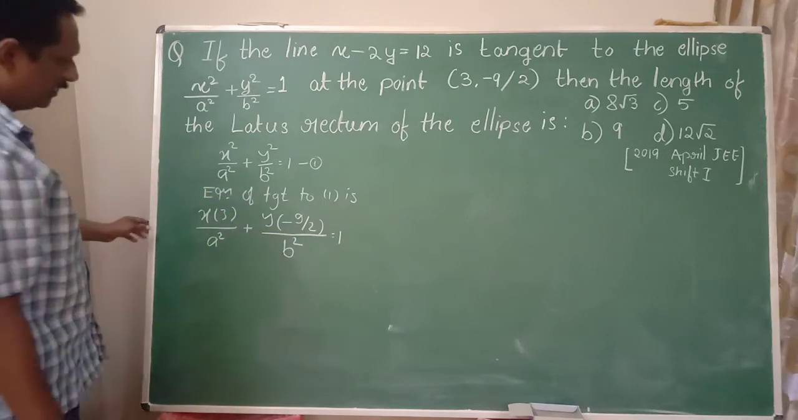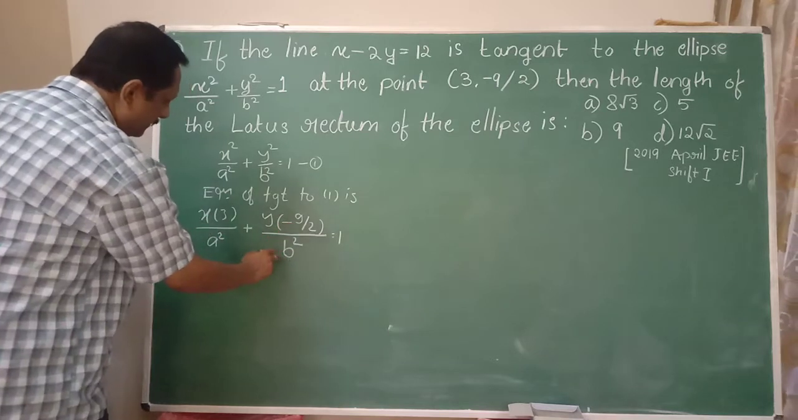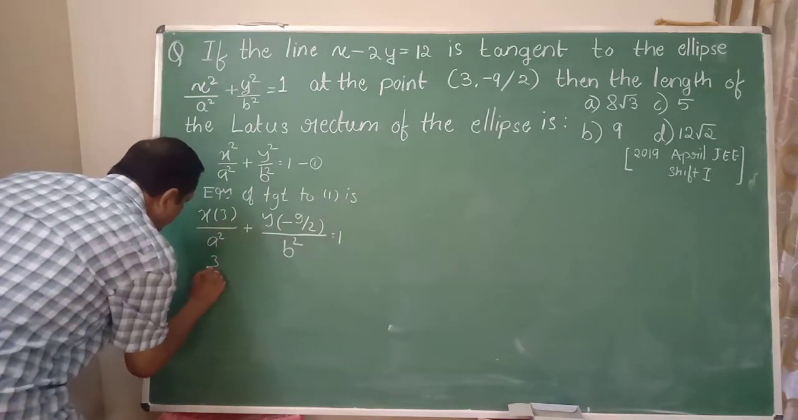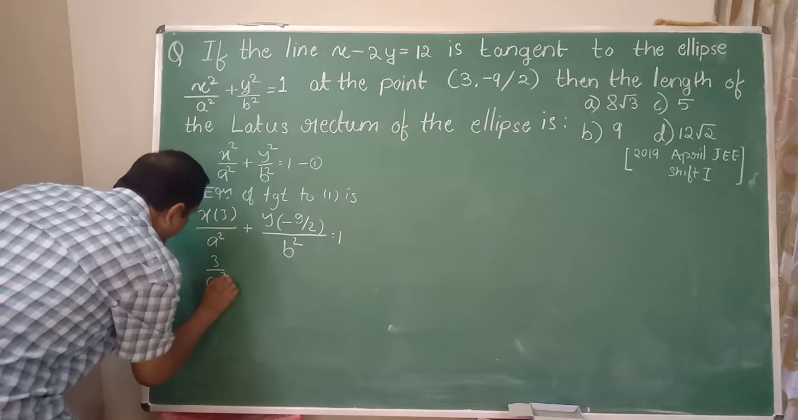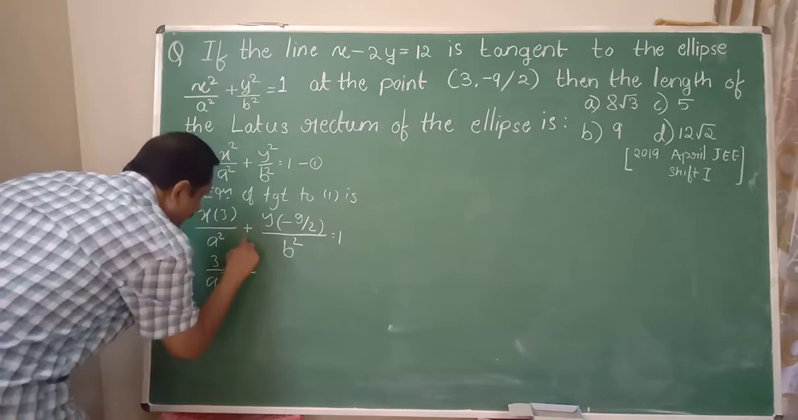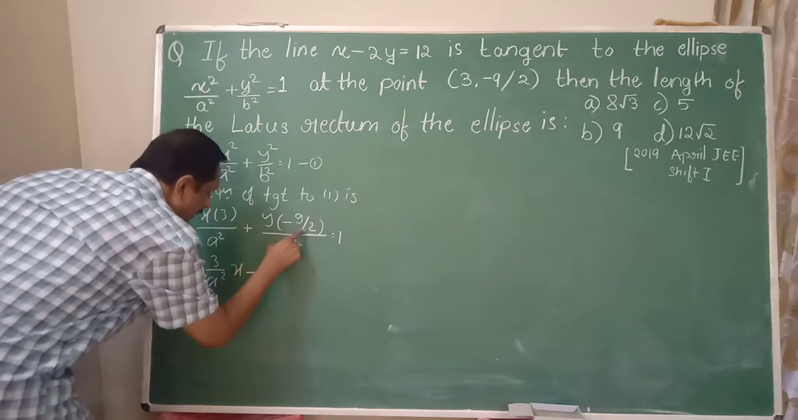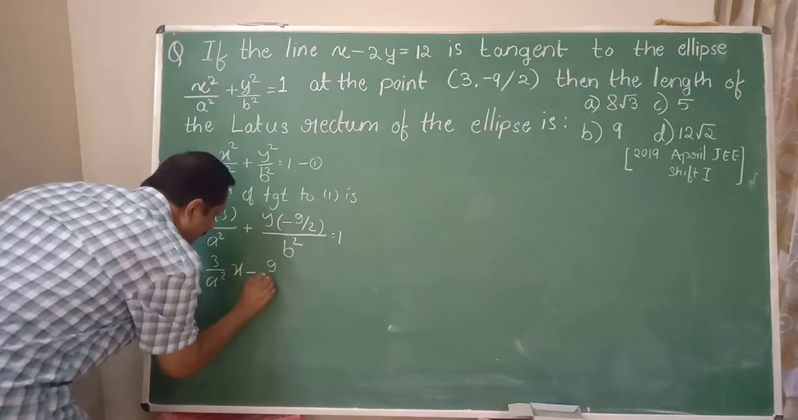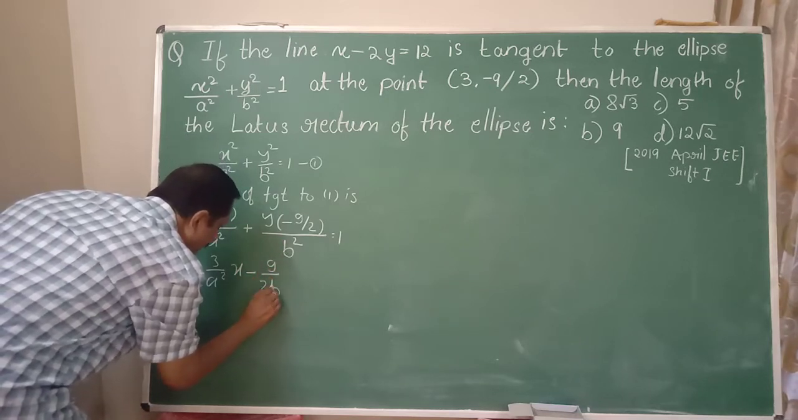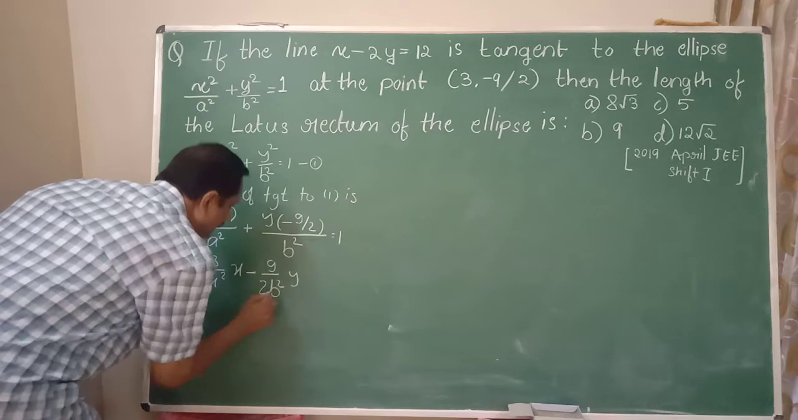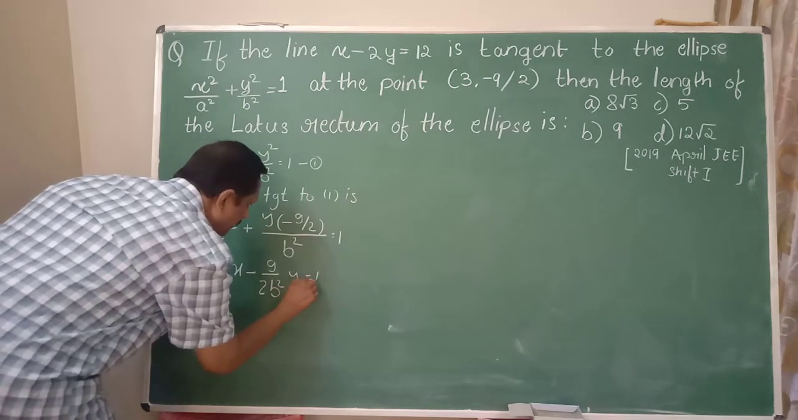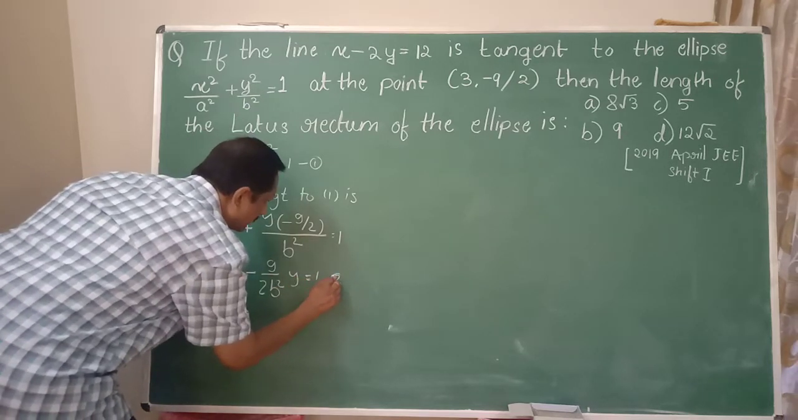Then take this 2 to the denominator. Hence it is 3 divided by a square into x, minus, since plus into minus becomes minus, taking 2 to the denominator, 9 divided by 2b square into y is equal to 1. Okay, so take this as equation number 2.